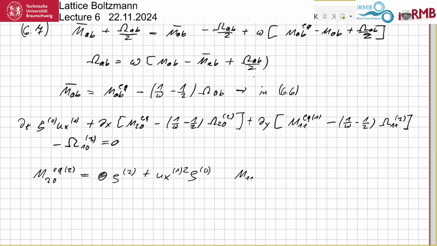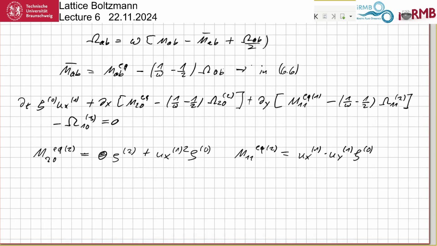We also have M11 equilibrium to second order is equal to ux first order times uy first order, and this together with rho 0 order. So that together they get to the second order.